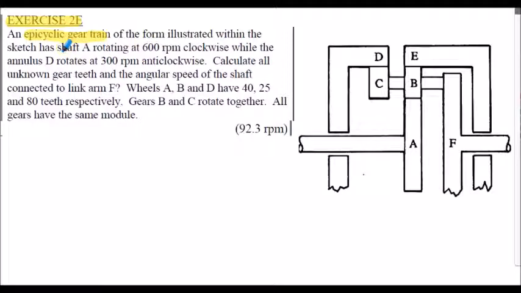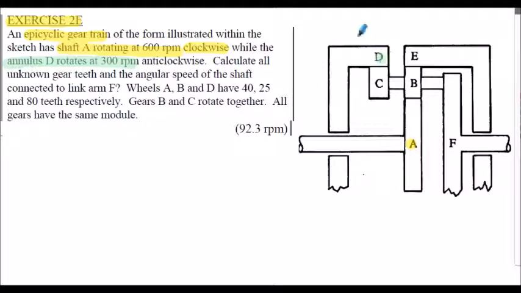Now to exercise 2E, an epicyclic gear train of the form shown in the sketch. Shaft A is rotating at 600 RPM. So shaft A, this shaft here, is rotating at 600 RPM, and that's in a clockwise direction, we're told, while the annulus D rotates at 300 RPM.